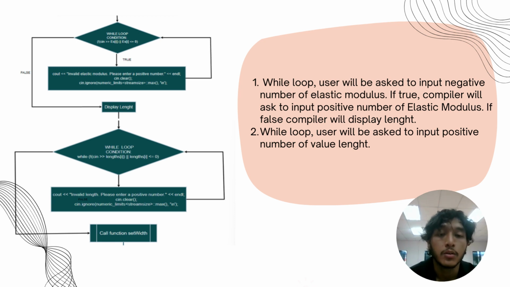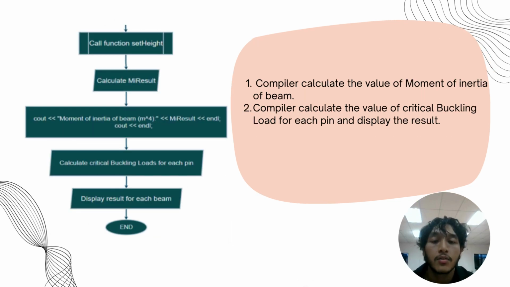Then it moves to a while loop. The user will be asked to input a positive value of length. Now we come to the end of our program, where the compiler will calculate the value of the moment of inertia of the specific beam chosen by the user. Then the compiler will calculate the value of the critical buckling load for each pin and display the result. With that, it comes to the end of our program.